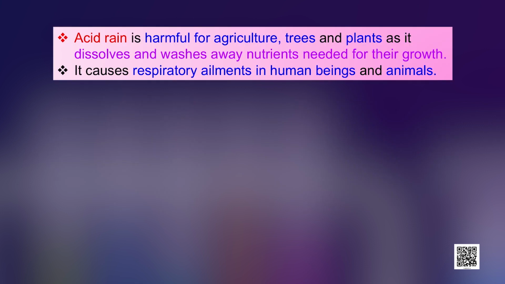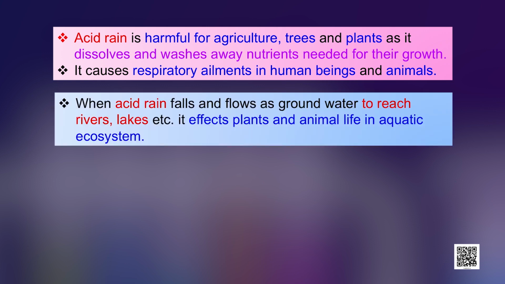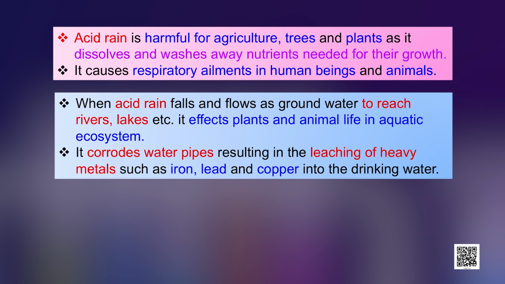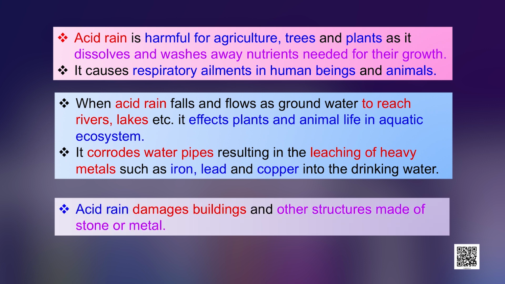The acid rain is harmful for agriculture, trees and plants as it dissolves and washes away nutrients which are needed for their growth. It also causes respiratory ailments in human beings and animals. When acid rain falls and flows as groundwater to reach rivers, lakes, etc., it affects plants and animal life in aquatic ecosystem. It also corrodes water pipes, resulting in the leaching of heavy metals such as iron, lead and copper into the drinking water. Acid rain damages buildings and other structures made of stone or metal.